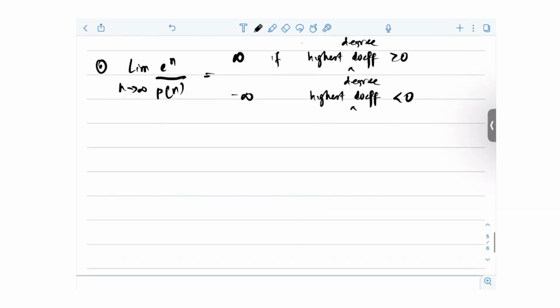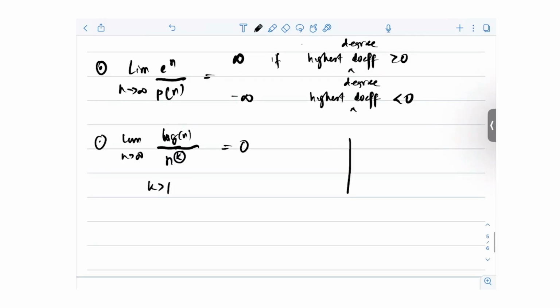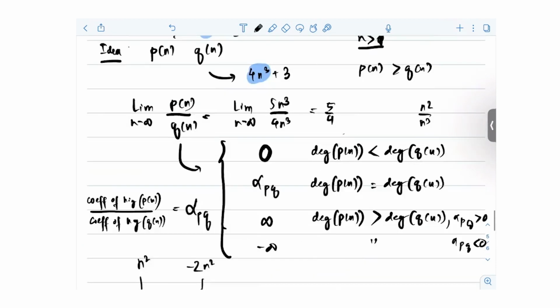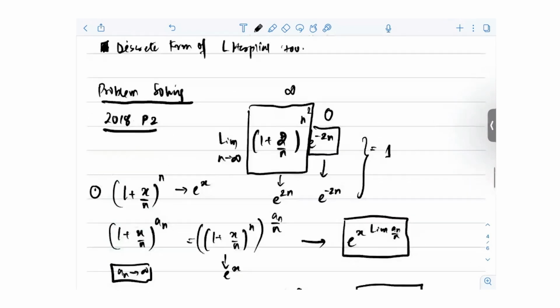Also, another interesting idea is that the limit as n tends to infinity of log n by n to the power k, if k is greater than 0, always goes to 0. You can easily prove it by L'Hopital's rule, if you know it; otherwise you can just assume it. The basic idea is that log n grows slowly, while n to the power k grows faster, so it will surpass log n. There are certain results and ideas you need to know before approaching the problems.